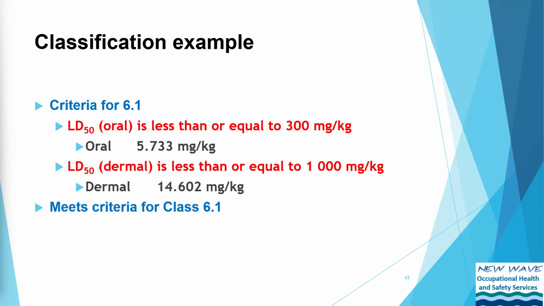The second criteria is an LD50 dermal, or administered through the skin, of less than or equal to 1,000 milligrams per kilogram. Again, sodium cyanide's value of 14.602 meets that criterion as well. So sodium cyanide does meet the criteria for a toxic product. Are we done? No, we still need to determine the packing group.